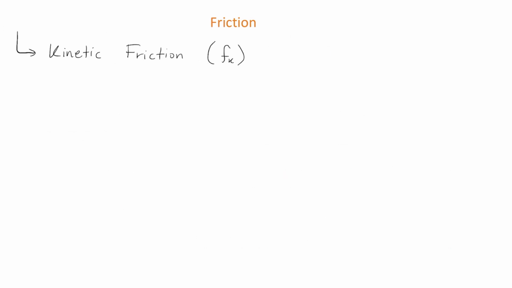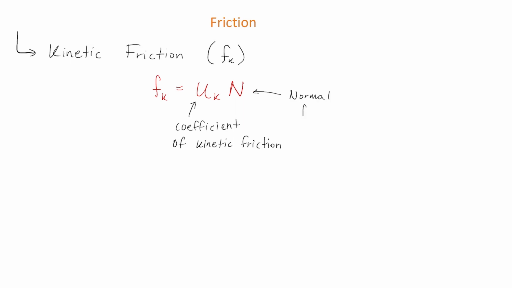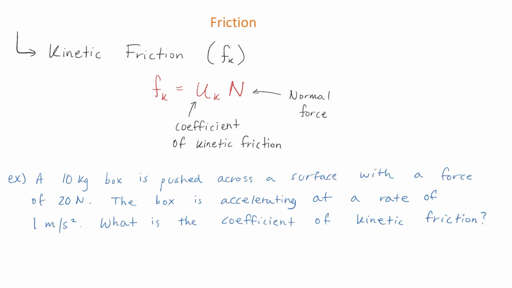Let's take a closer look at kinetic friction. You could use this equation to solve for the kinetic friction. It says that the kinetic friction is equal to the coefficient of kinetic friction, mu k, times the normal force. Let's do an example. Here we have a 10 kilogram box, which is being pushed across a surface with a force of 20 newtons. The box is accelerating at a rate of 1 meter per second squared, and we want to know what is the coefficient of kinetic friction.